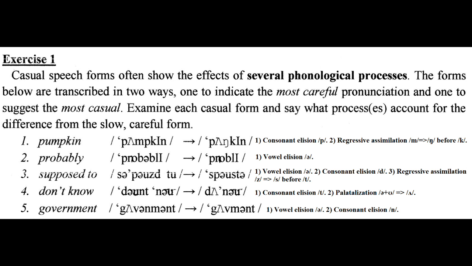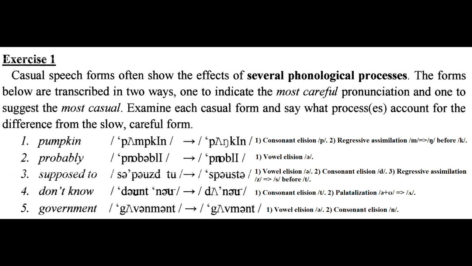The second word is "probably". It becomes "probly". So which process do we notice here? We notice the process of elision, more precisely vowel elision. We have dropped a schwa from "probably" to "probly".